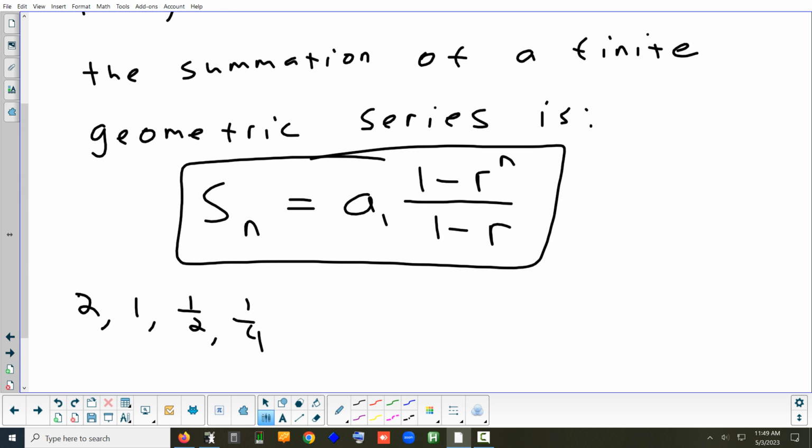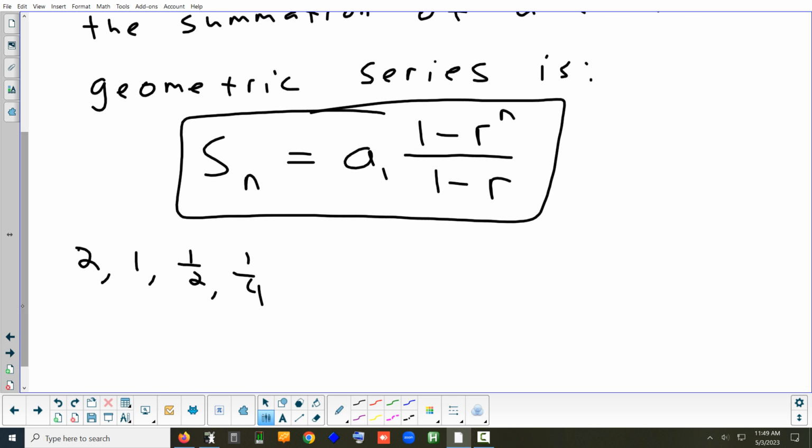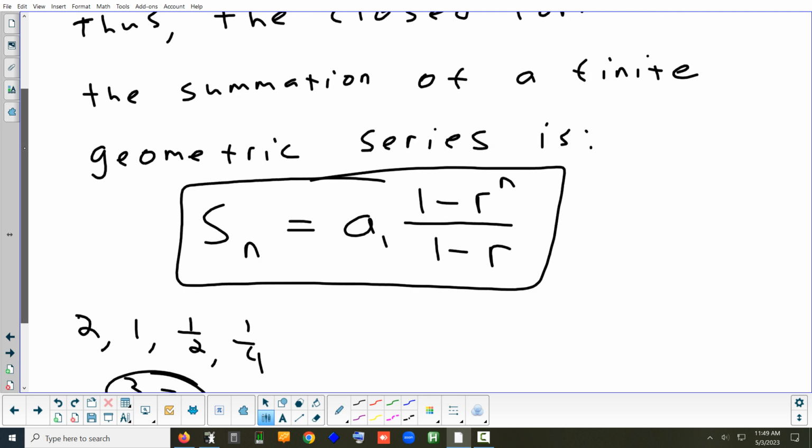Okay, let's add it up. We can do that by hand. What's 2 plus 1 plus 1/2 plus 1/4? 3 3/4. Now, let's see if this formula gives us the same result.